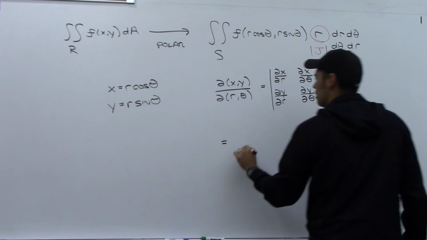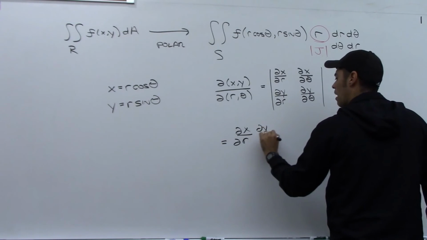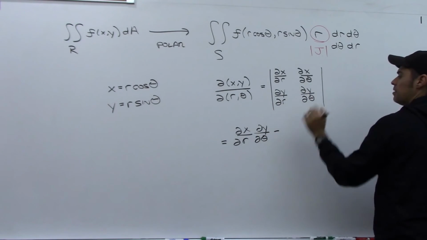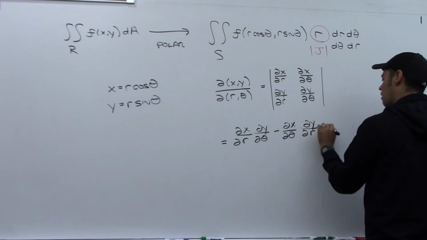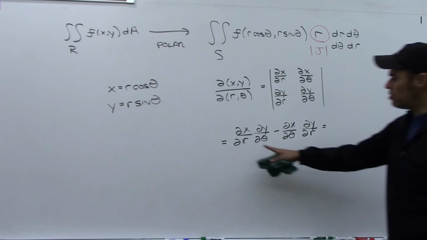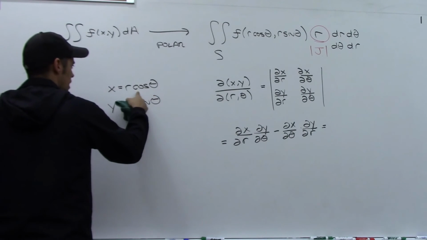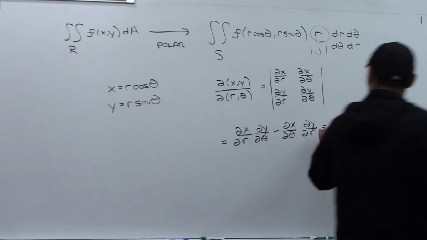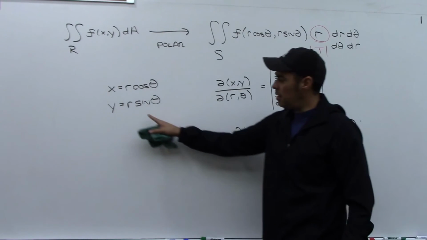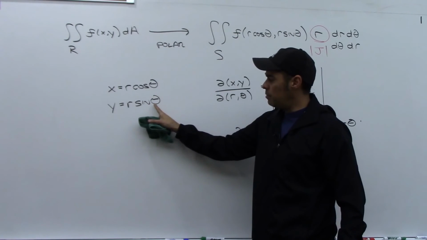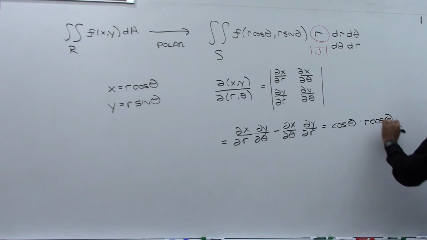And then by definition, this is partial x with respect to r times partial y with respect to theta, minus partial x with respect to theta times partial y with respect to r. Well, what is the partial of x with respect to r? What's the derivative of this if we treat r like the variable and theta like a constant? It's just going to be cosine theta, times partial of y with respect to theta. So this time r is a constant, theta is a variable, derivative of sine theta is cosine theta, but I have an r in front of it, so r cosine theta.